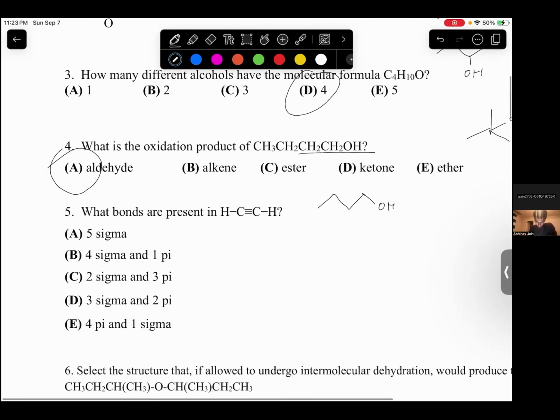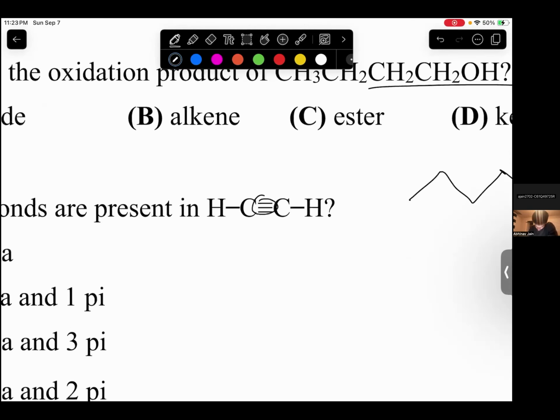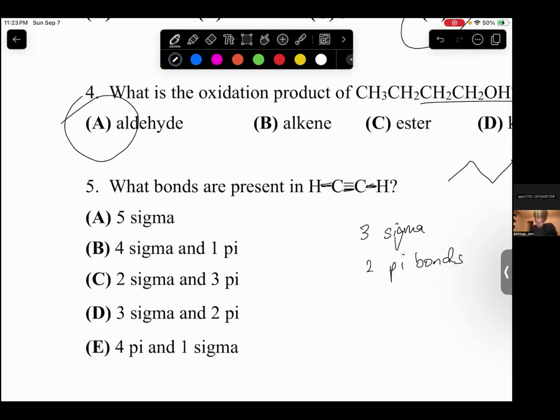Five, what bonds are present in this compound? We have a triple bond and then bonds to hydrogen. This bond right here is a sigma bond, and then these two are pi bonds. So we have 3 sigma and then 2 pi. Remember, a triple bond is made up of 1 sigma bond and then 2 pi bonds. So the answer is D.